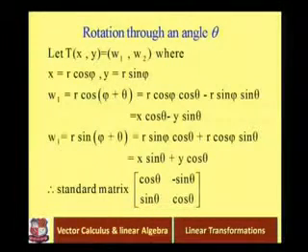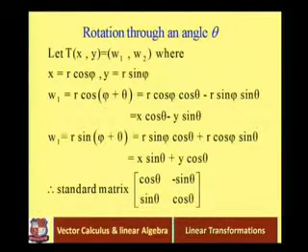Now what is r cos phi? r cos phi is x. So we take x into cos theta, it becomes x cos theta minus, what is r sin phi? It is equal to y. So minus y sin theta. So w1 becomes x cos theta minus y sin theta, which is our first coordinate on the right side of the equation.